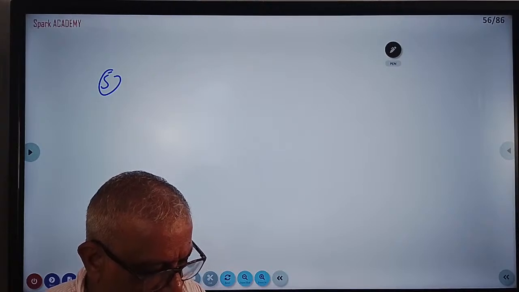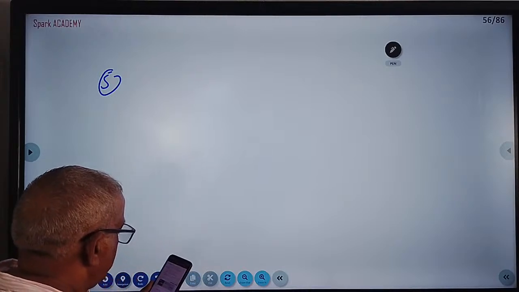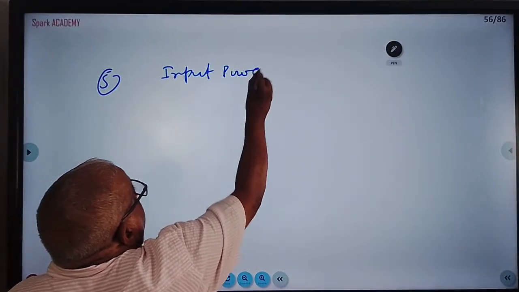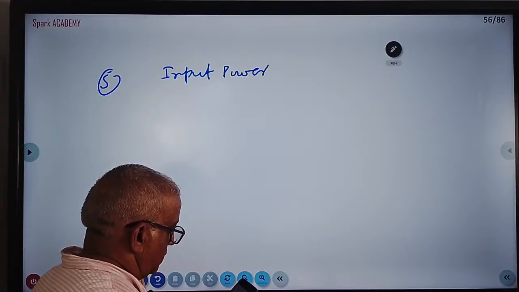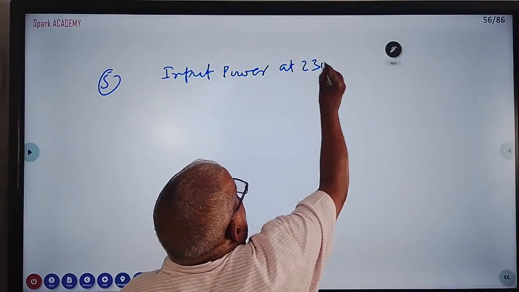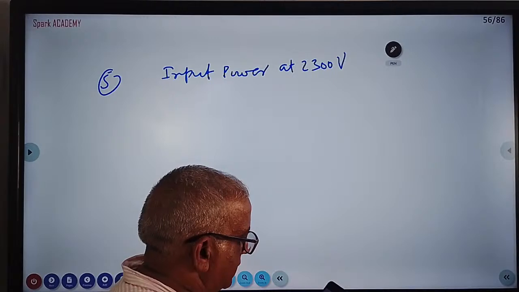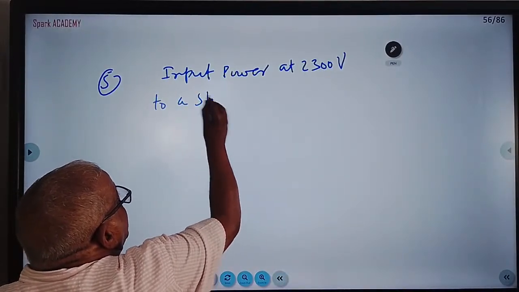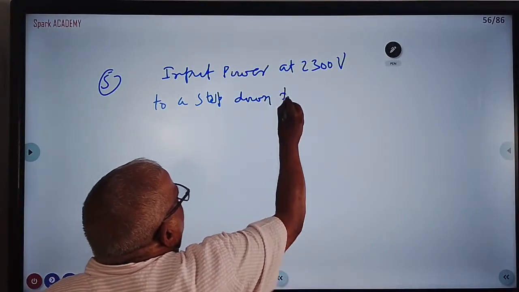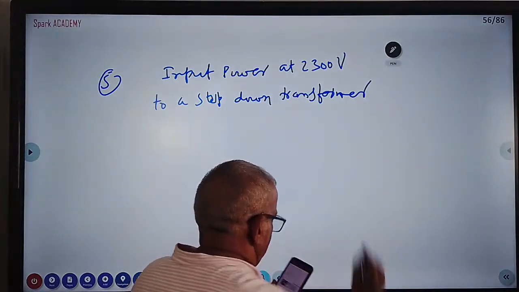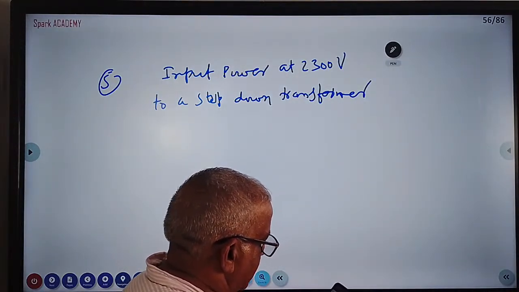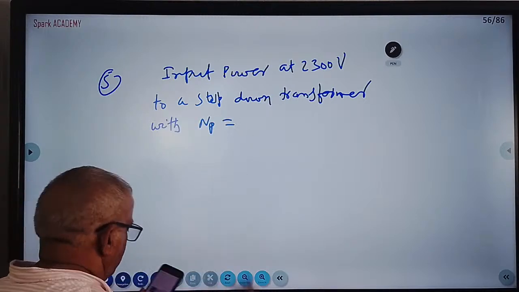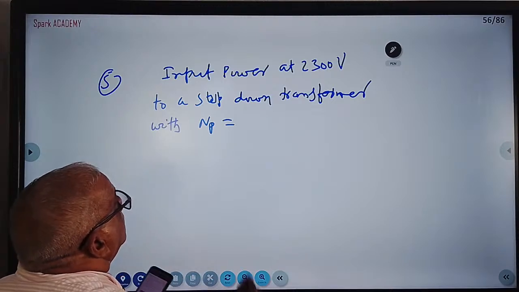A power transmission line feeds input power at 2300 volts to a step down transformer with its primary winding having 4000 turns.